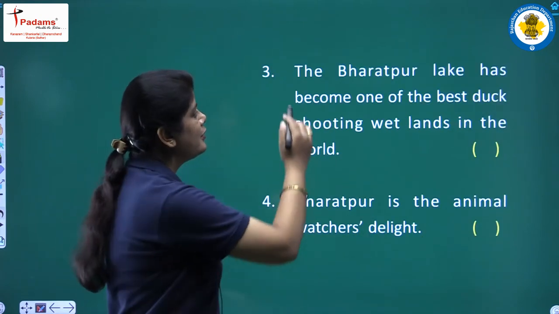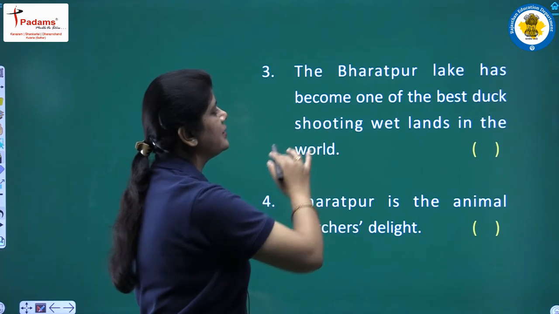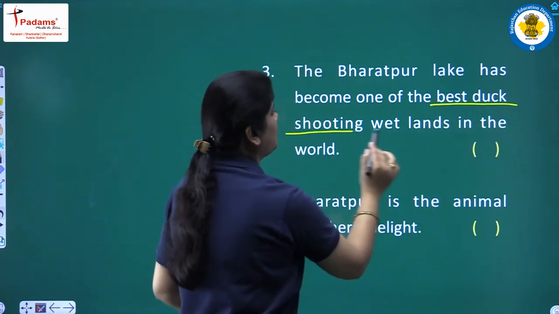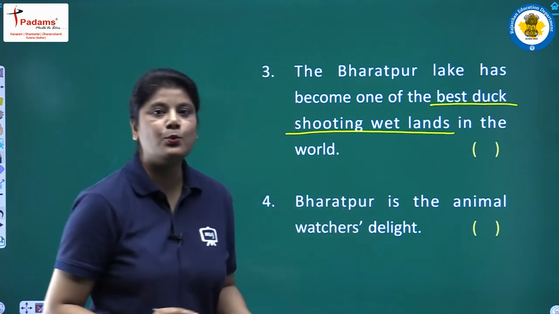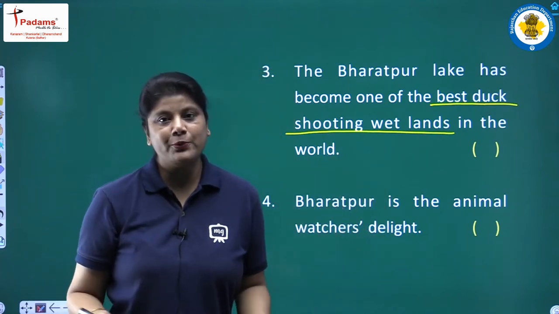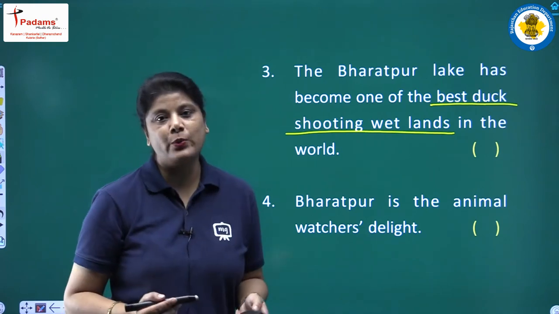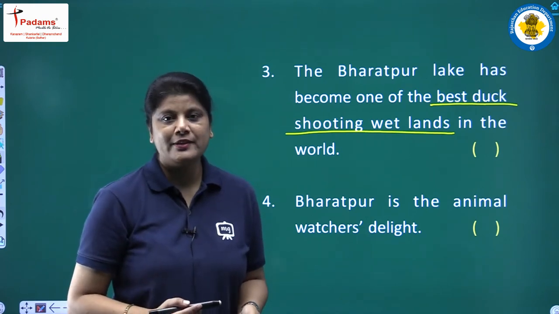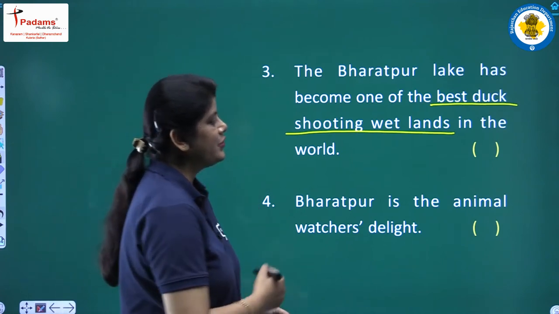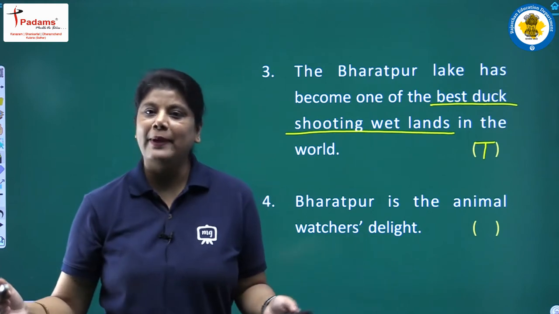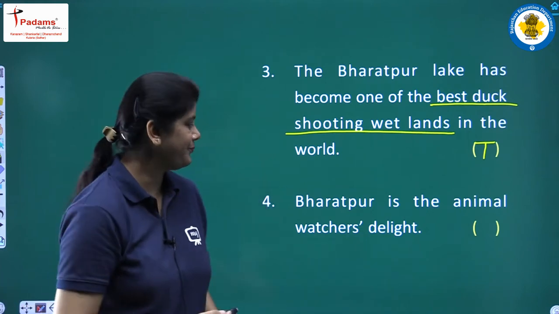Next is, the Bharatpur lake has become one of the best duck shooting wetlands in the world. Jo wo Bharatpur lake thi, wo best duck shooting wetland hai world mein? Yes, this is true. But Indian government banned duck shooting.